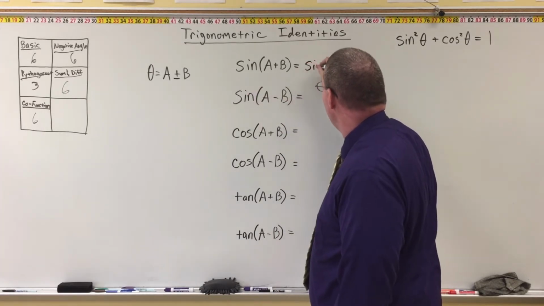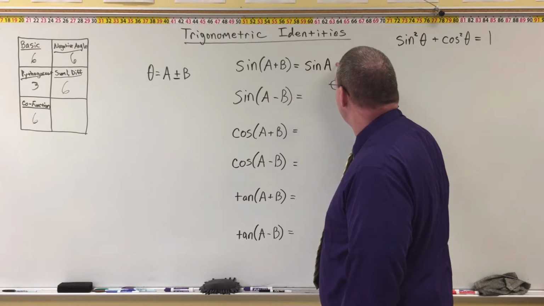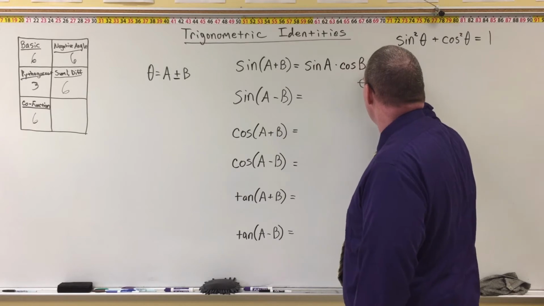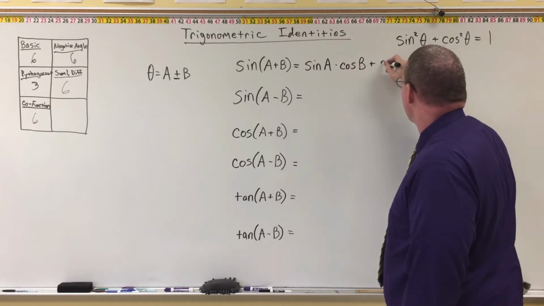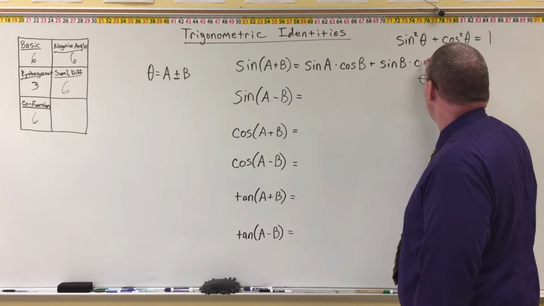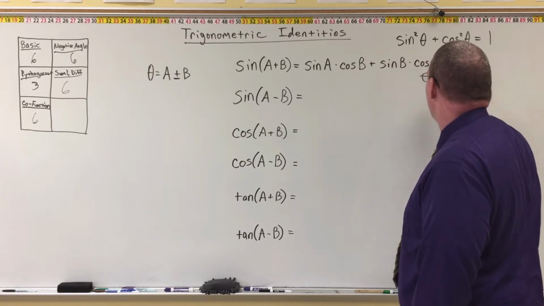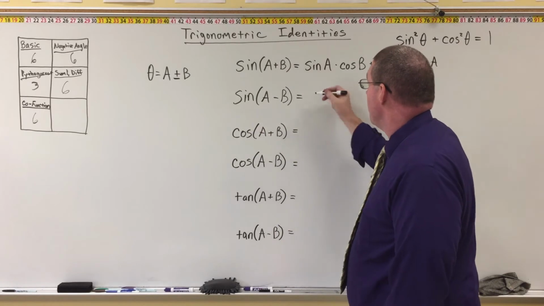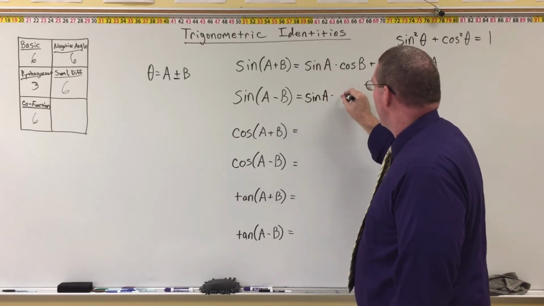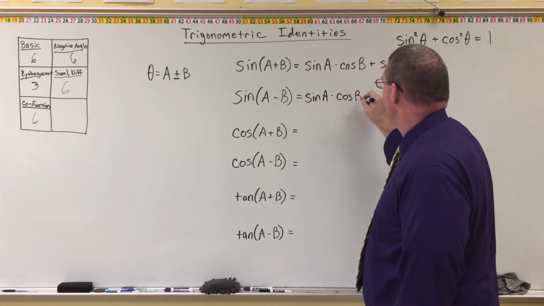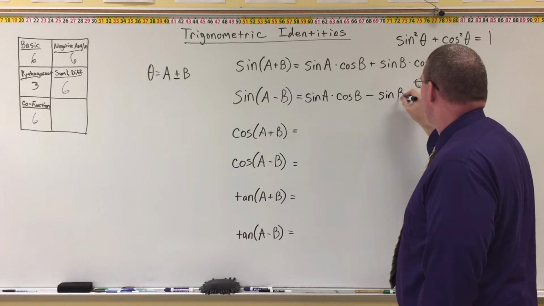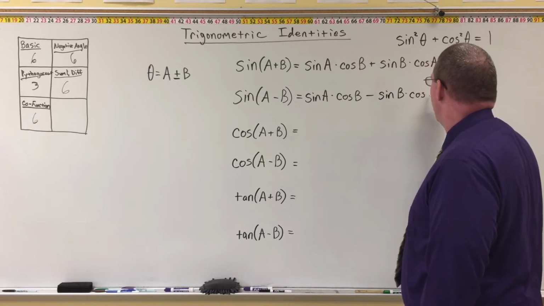Now, all right, so the identity: if you have sine of A plus B, that's going to be equal to sine of A times cosine of B plus sine of B times cosine of A. For sine of A minus B, it's pretty much the same, except it's sine of A times cosine of B minus sine of B times cosine of A.